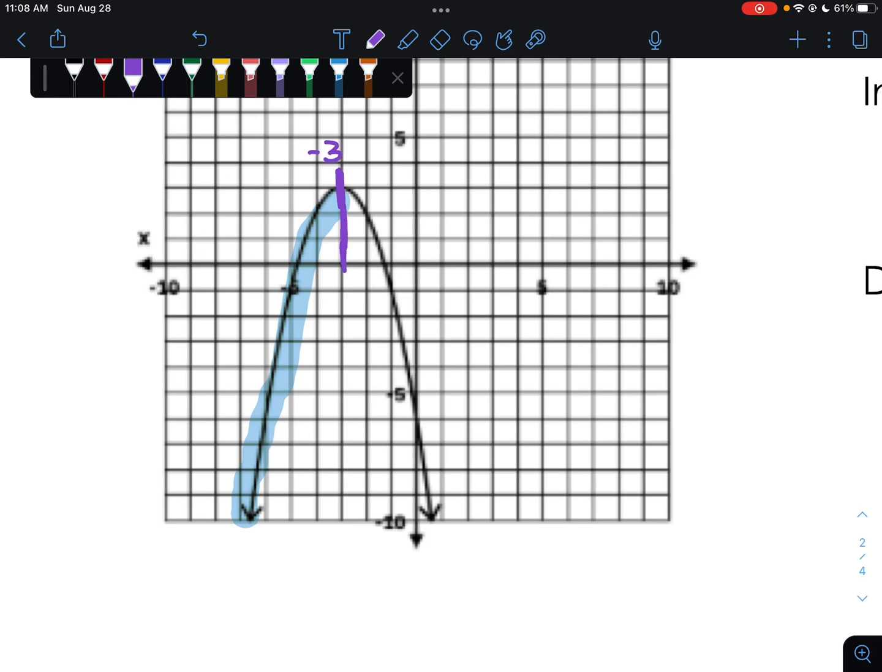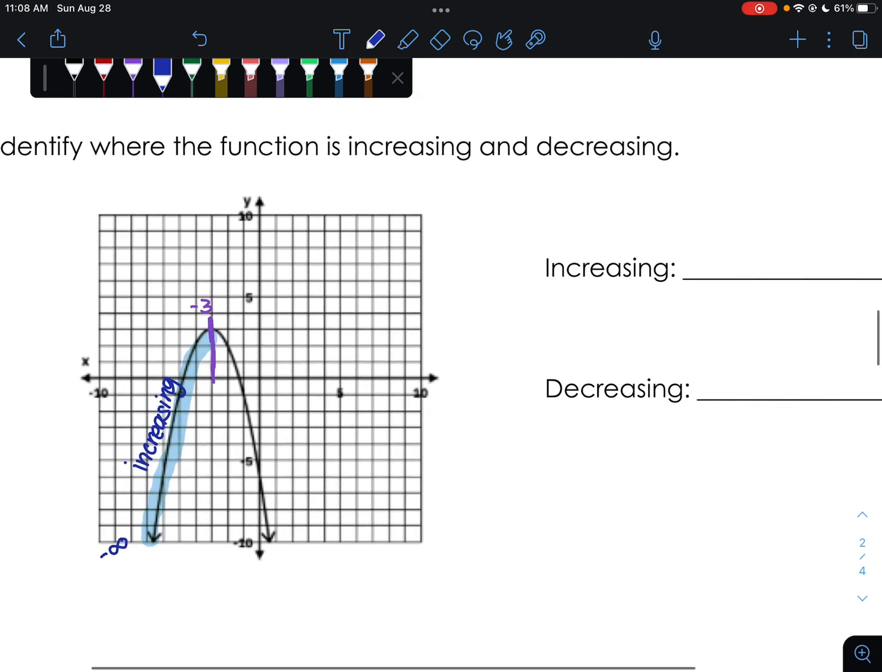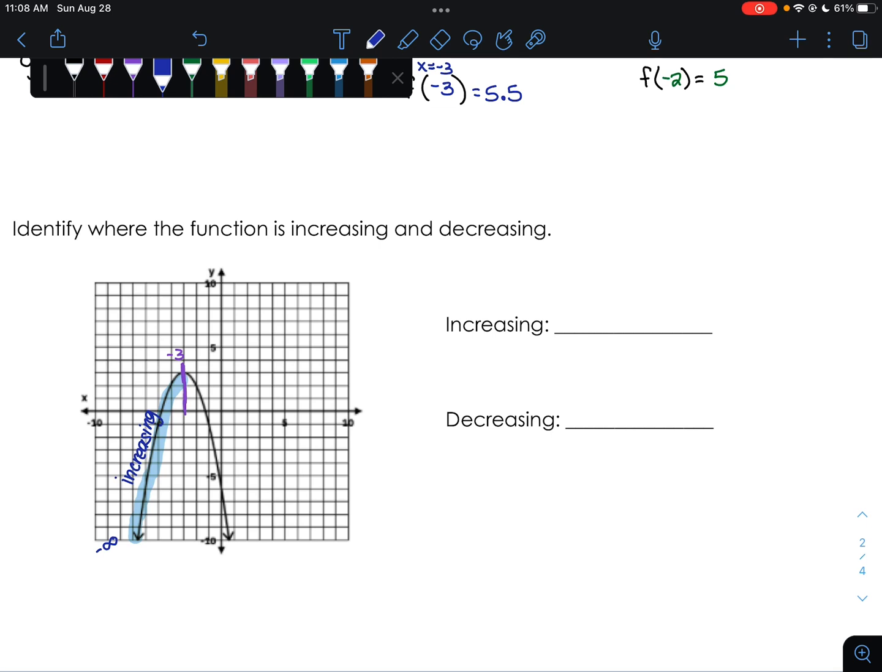So it is increasing from negative infinity to negative 3. So we're going to write that. It is increasing from negative infinity to negative 3. Or we could say that the x values are less than negative 3. I would prefer the first way, but both ways are correct.